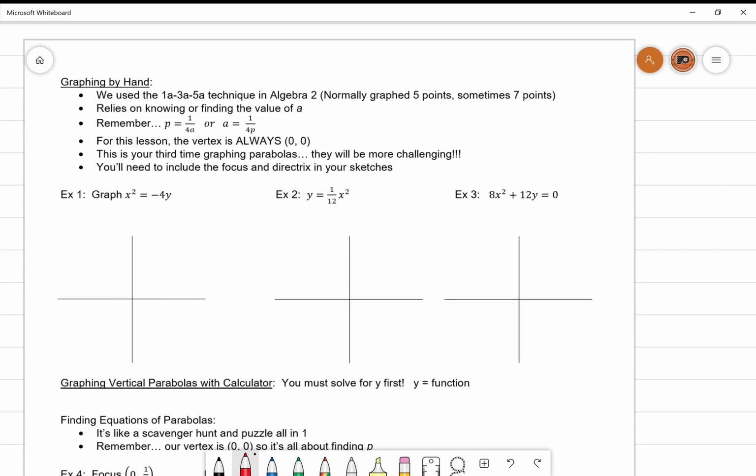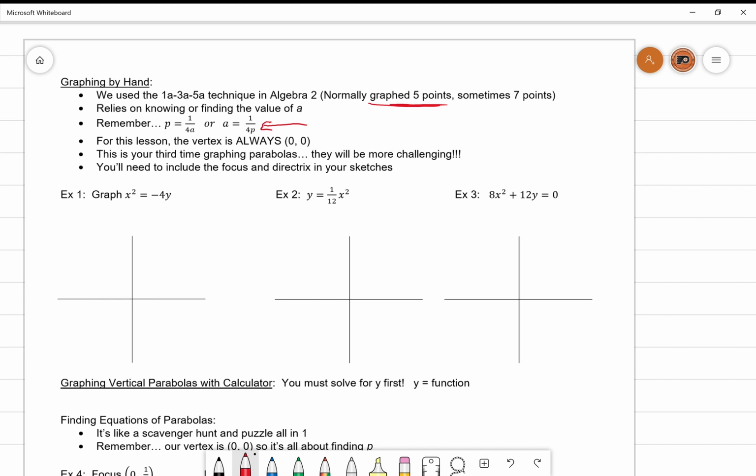First of all, just a quick recap. Graphing by hand, we use what's called the 1A, 3A, 5A rule, and A does come, in this case, not from what's in front of the squared term, but we're going to have to do a little work. A is found by using 1 over 4p. Again, we're going to graph 5 points almost every single time. Again, remember I just said, vertex is always (0, 0).